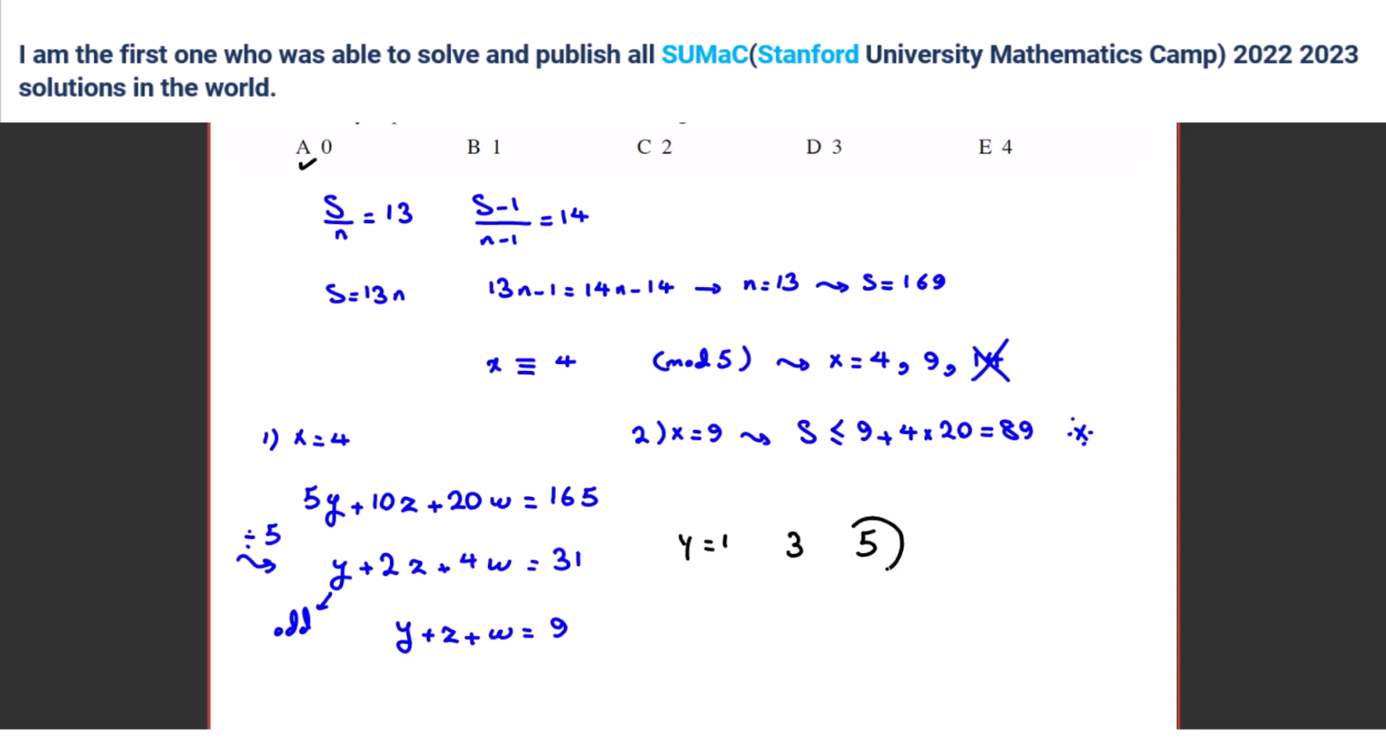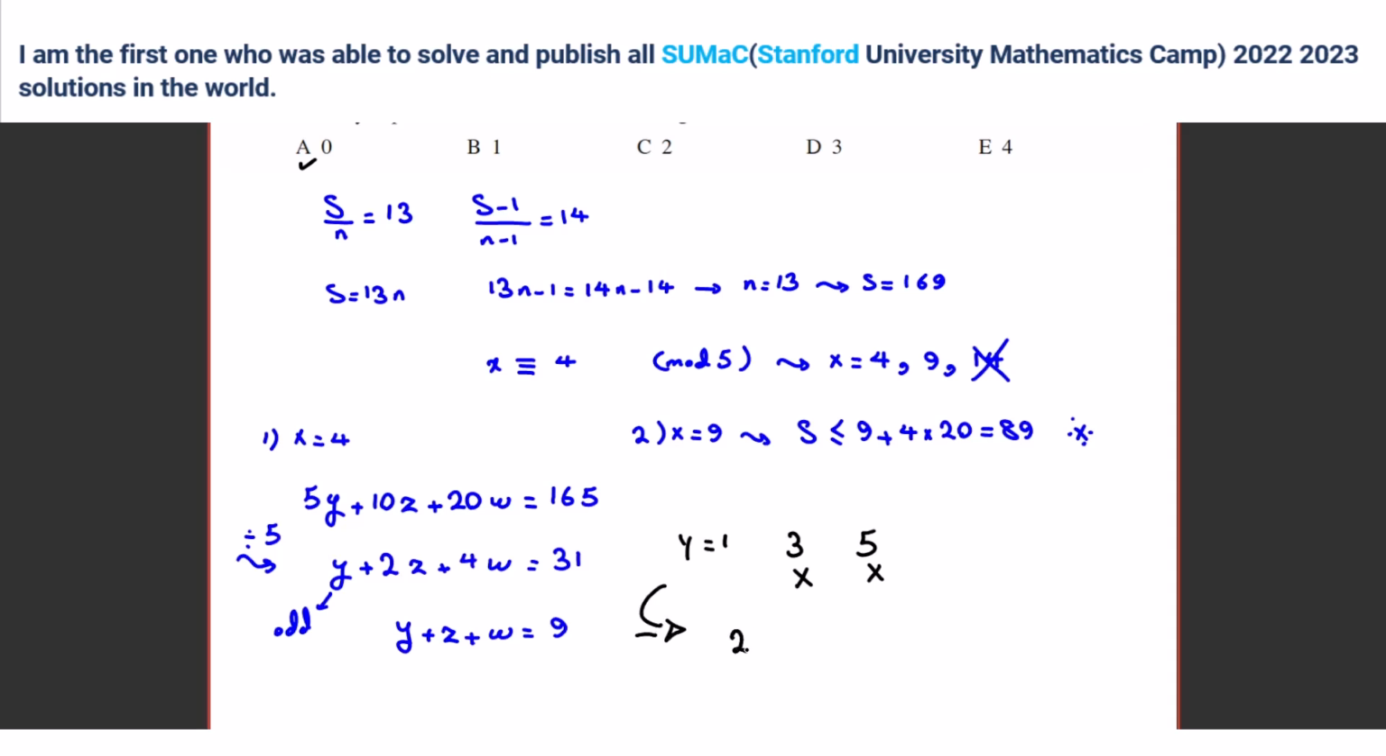For example, if y is 5, then w is at most 4, and 4 times 4 is 16 plus 5, 21. Do you agree it's not possible to reach 31? If y is 3, then w is at most 6. 24 plus 3, again 27, right? So y has to be 1.